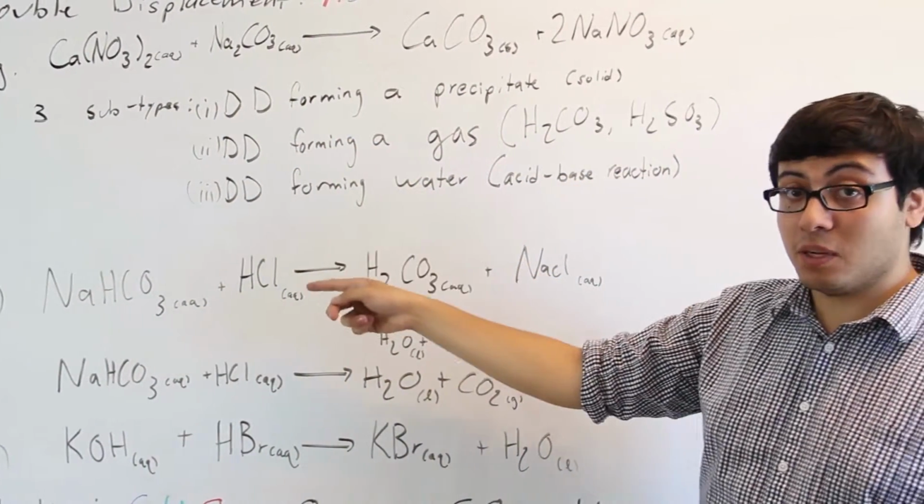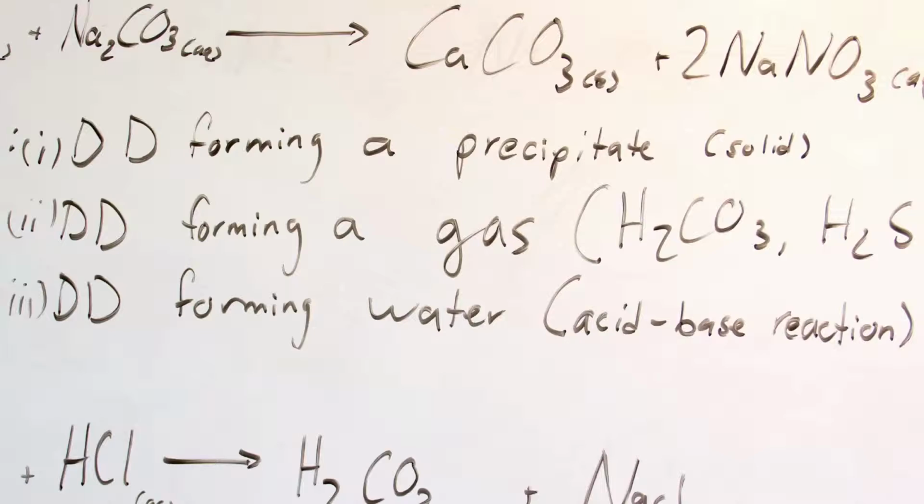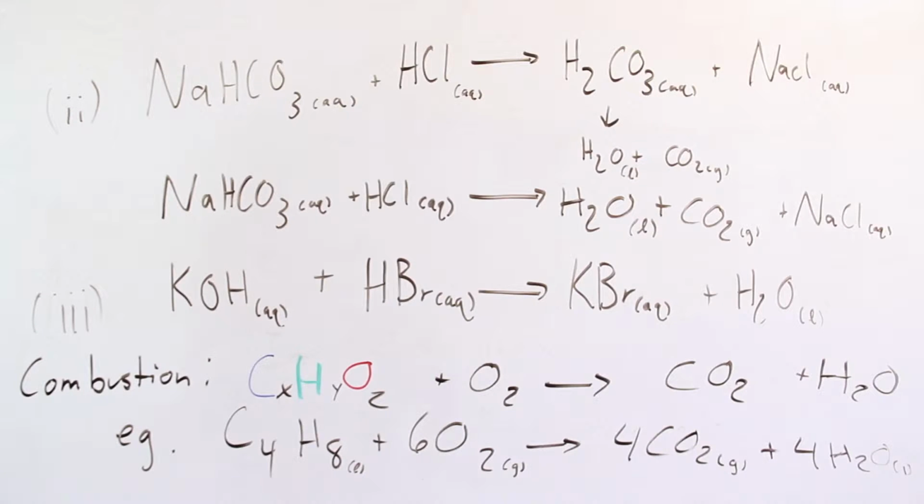So there are three subtypes of double displacement reactions. The first is a double displacement reaction forming a precipitate, which is just a fancy word for saying solid that forms out of a solution. The second is a double displacement reaction forming a gas. This usually happens because you made an unstable product called carbonic acid or H2SO3. The third subtype is a double displacement reaction forming water. This typically happens when you have an acid-base neutralization.